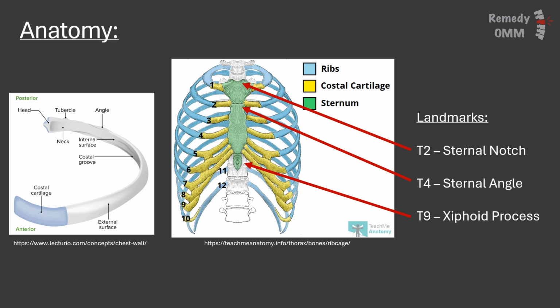There are 3 key landmarks to know. The first is that the sternal notch correlates with the vertebral body of T2. The second is the sternal angle, which correlates to the vertebral body of T4. And the third is the xiphoid process, which correlates with T9.